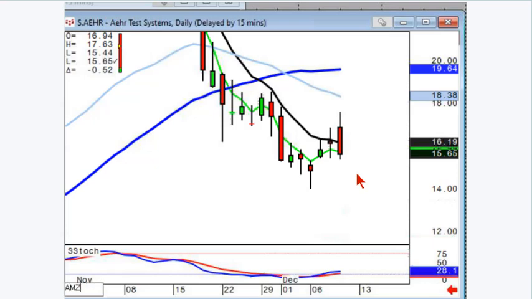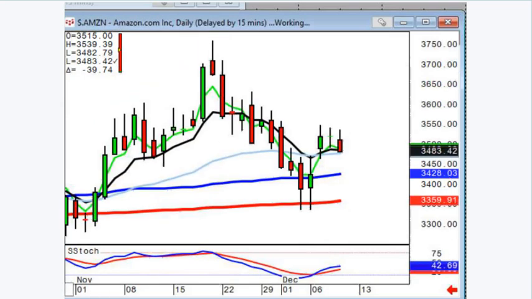Okay, Amazon is another example of if you were buying, if it closes below the T line, you close it out. Because the probabilities just went against you.